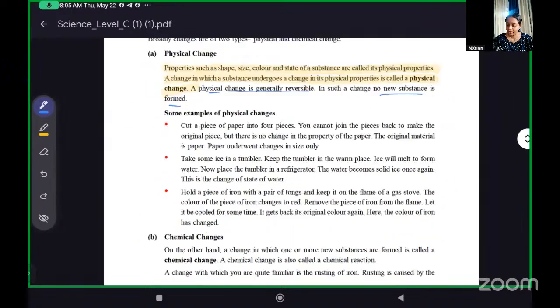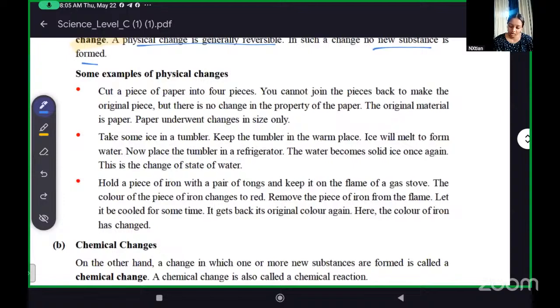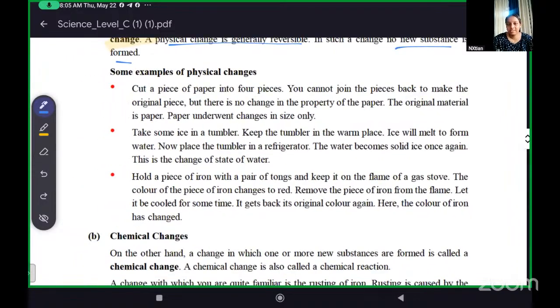Now, some examples of physical change: cut a piece of paper into 4 pieces. We cannot join the pieces back to make the original piece. But there is no change in the property of the paper. Is there any change in the property of paper?